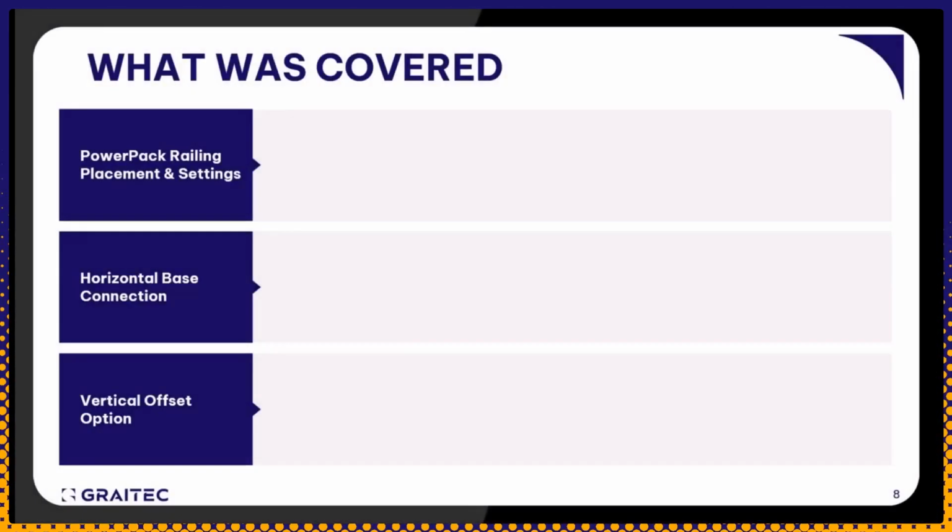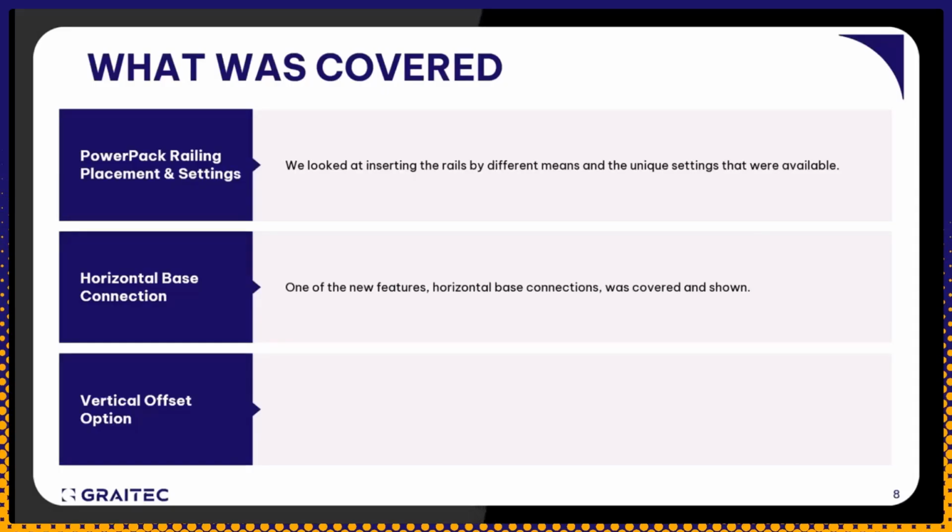During the presentation today, we looked at inserting the rails by different means and the unique settings that were available. We also looked at one of the new features, the horizontal base connections. This was covered and shown. And we looked at the vertical offset option and how to move or offset the individual post placements.